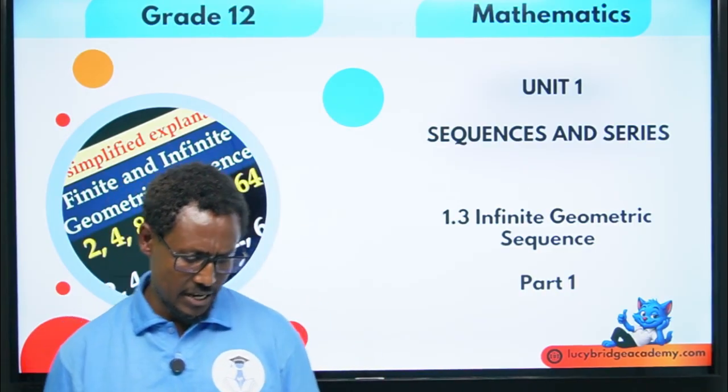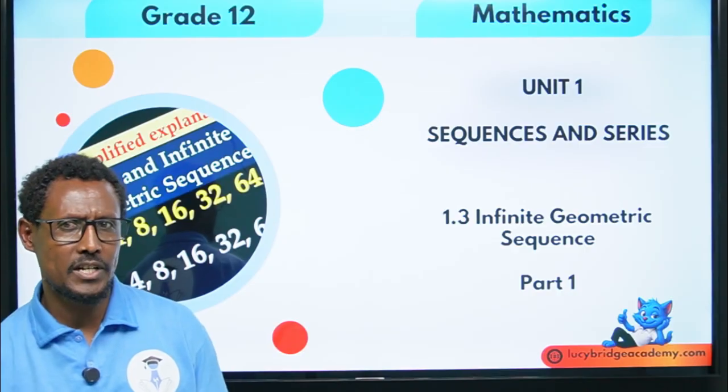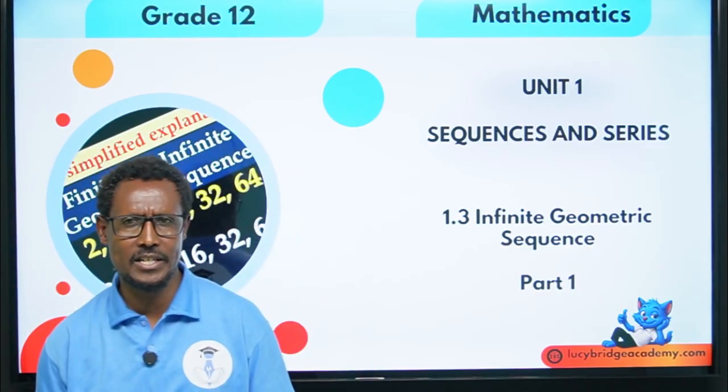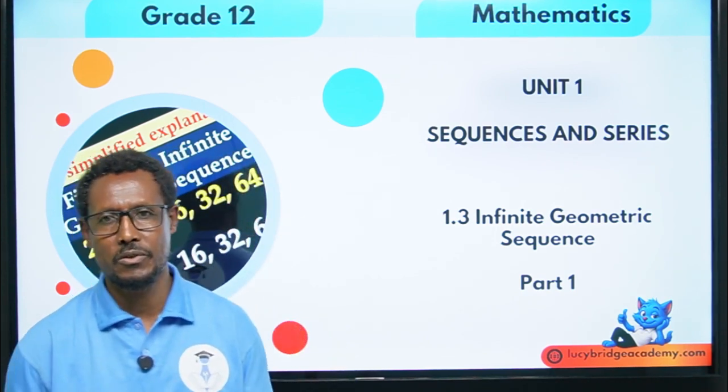We will continue with infinite geometric sequences. In the last session, as you remember, we defined an infinite geometric sequence and we will continue.